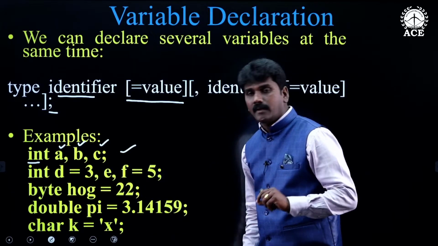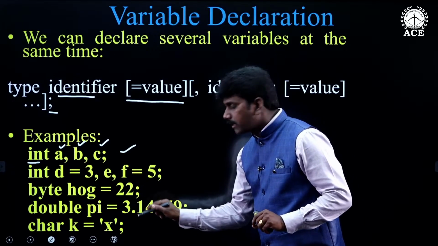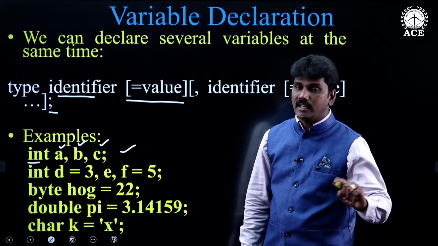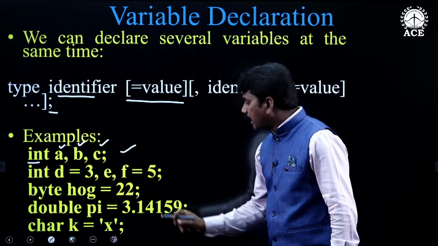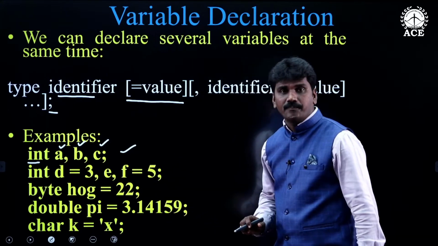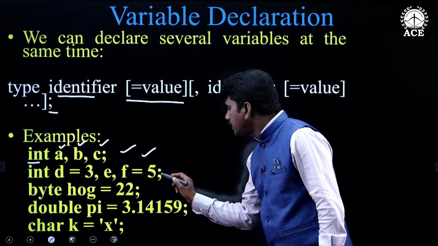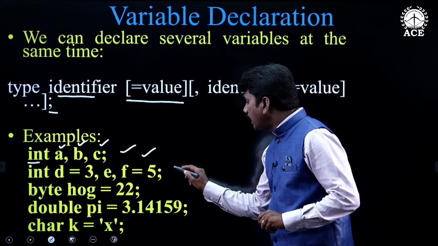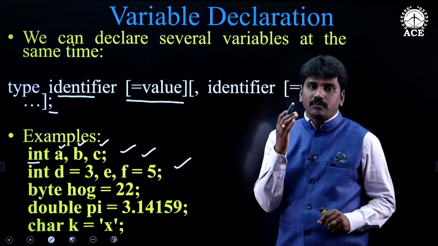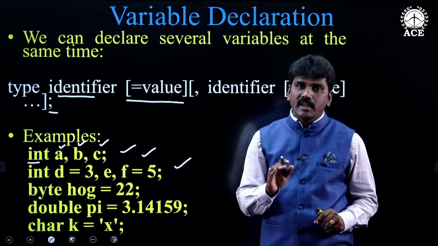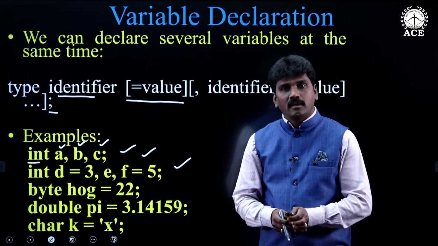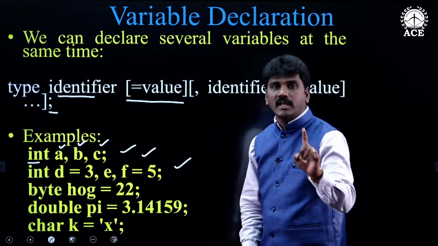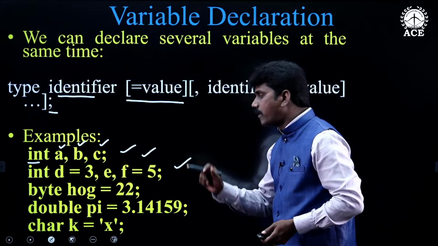d = 3, comma, e, comma. Here if we observe, e is not initialized with any value, simply e is there. Next one is f = 5, which means we have assigned the value 5 to the variable f, semicolon. It is a combination of three variables, but out of the three variable declarations, two variables are initialized with values and one is not initialized. This is also a valid one.